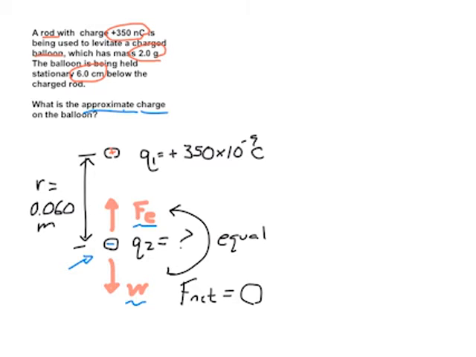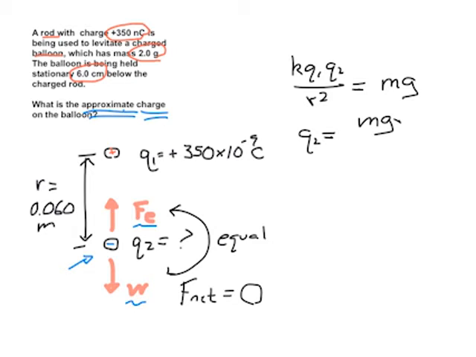The magnitude of the electric force is K times Q1 times Q2 divided by r squared, where r is the distance between the two charges. The magnitude of the weight force is just equal to m times g. What I'm trying to solve for in this problem is the approximate charge on the balloon. So I'm going to solve for Q2, which is the charge on the balloon. And if I do that, I get Q2 is equal to m times g times r squared divided by k times Q1.